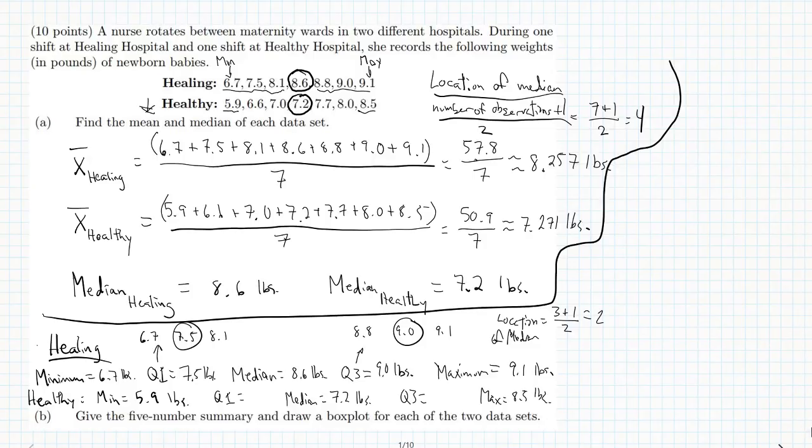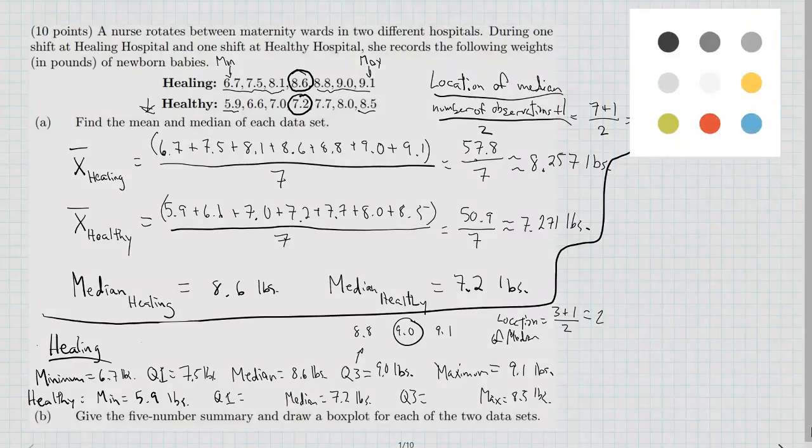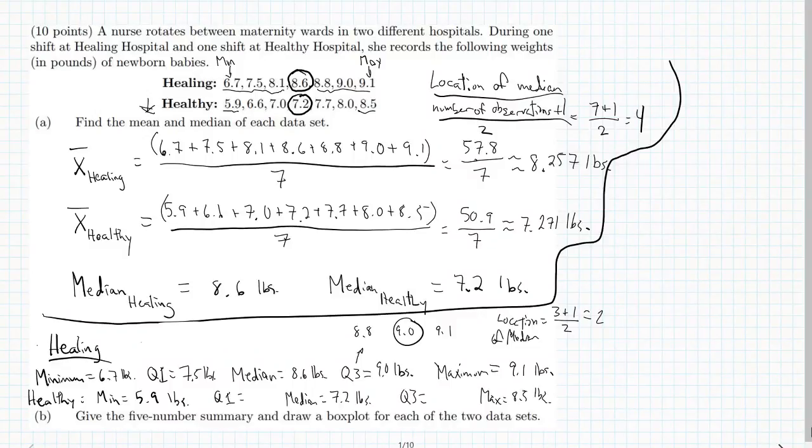Okay, so now Q1, we got a new data set. Notice since we have 7 values, it's still going to be 3. Let me adjust this just slightly. I'll put this in pink so we can distinguish between the two.